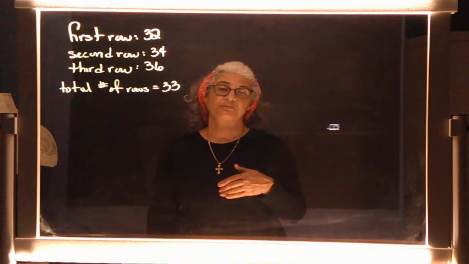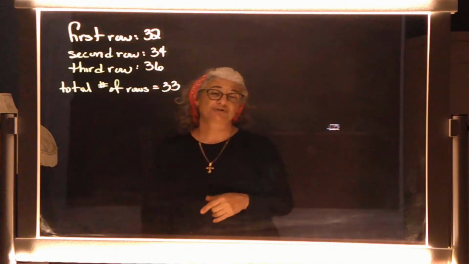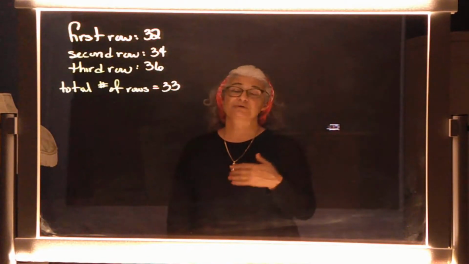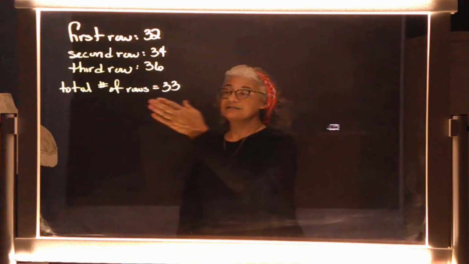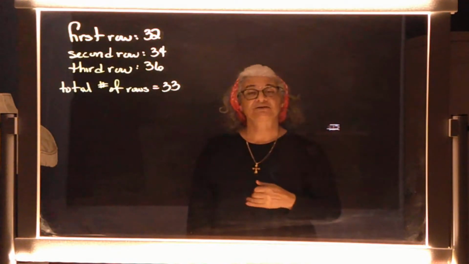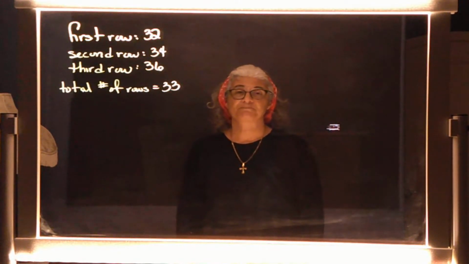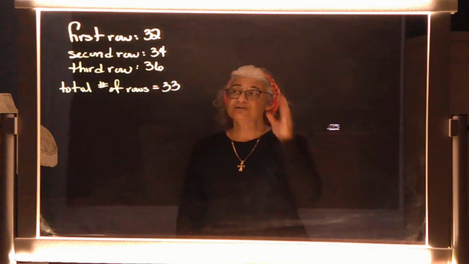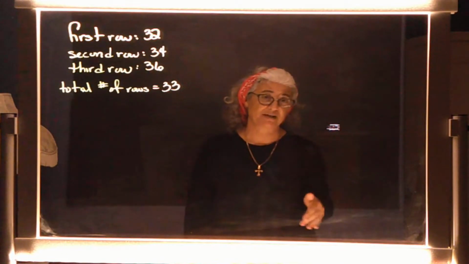Okay, so we just looked at a problem about an outdoor amphitheater, and it told us the first row has 32 seats, the second row has 34 seats, the third row has 36 seats, etc. And they're telling us there's 33 rows altogether in this amphitheater, and they want to know how many seats there are altogether. Well, here's the deal.